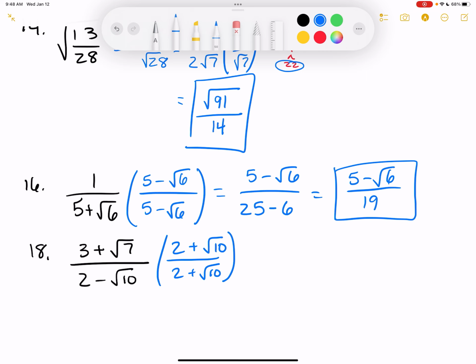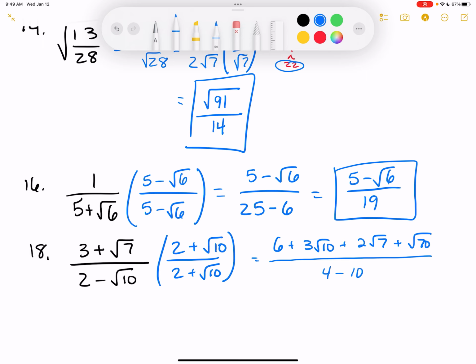Okay, so the top, I'm just FOILing. So 3 times 2 is going to give me 6. 3 times the square root of 10, 3 root 10. Square root of 7 times 2 plus 2 root 7. And then square root of 7 times the square root of 10. Again, because we're multiplying, you can combine that, so it's going to be plus the square root of 70. All over the bottom, we've got a difference of squares, so 2 times 2 is 4. Minus square root of 10 times the square root of 10 is going to be just 10. And then I'll just simplify it as much as possible.